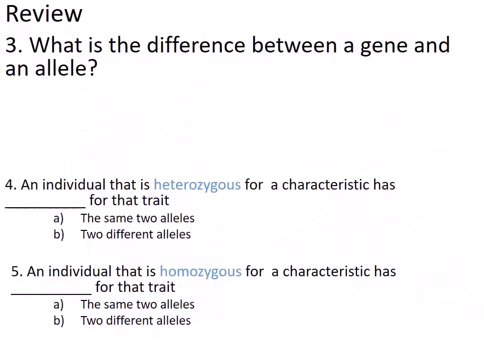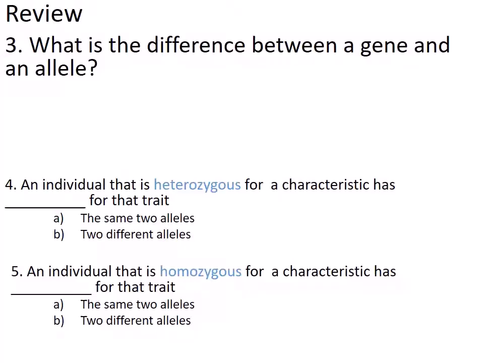So what's the difference between a gene and an allele? Really, an allele is just a version of a gene. It's an alternate state of a gene. Like you could have the gene for flower color and the allele for white flowers, or the allele for purple flowers.